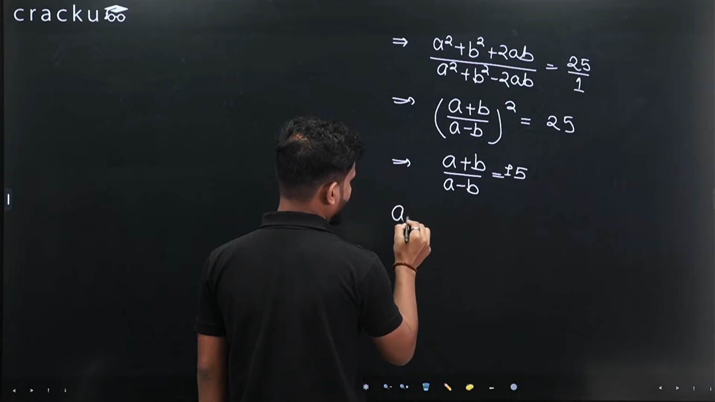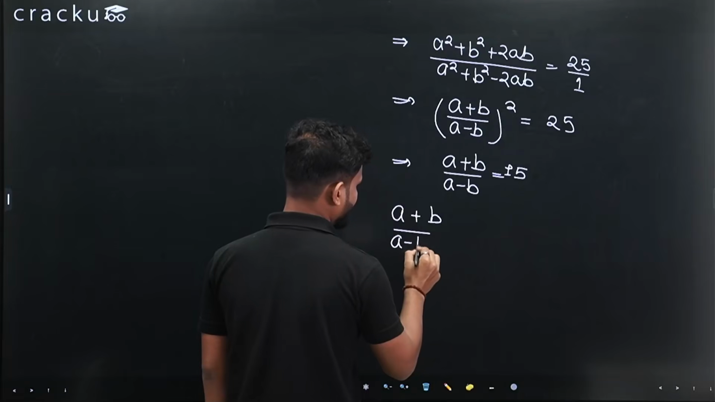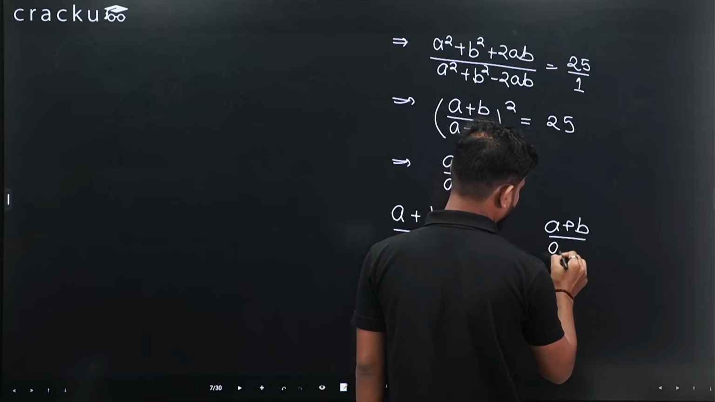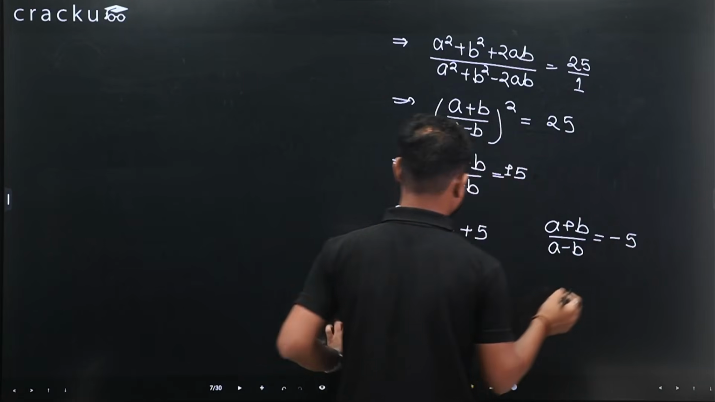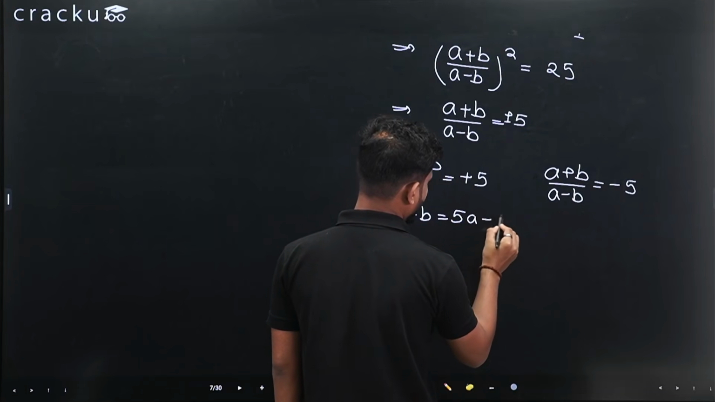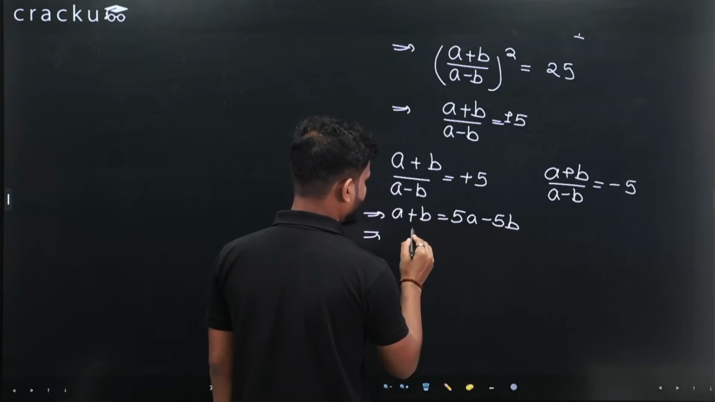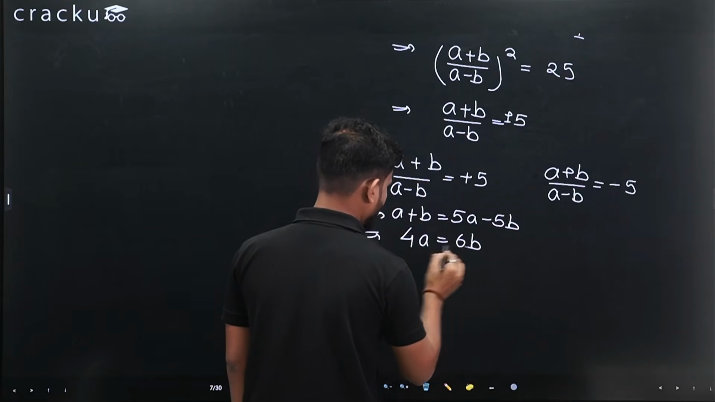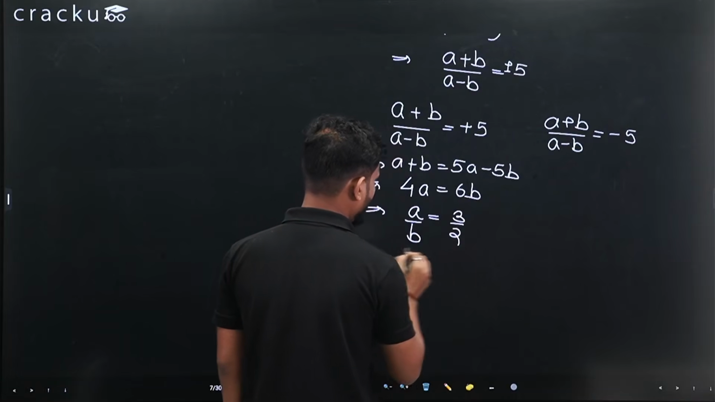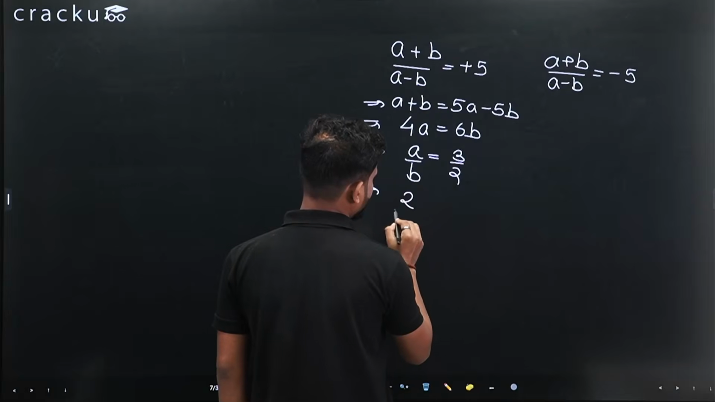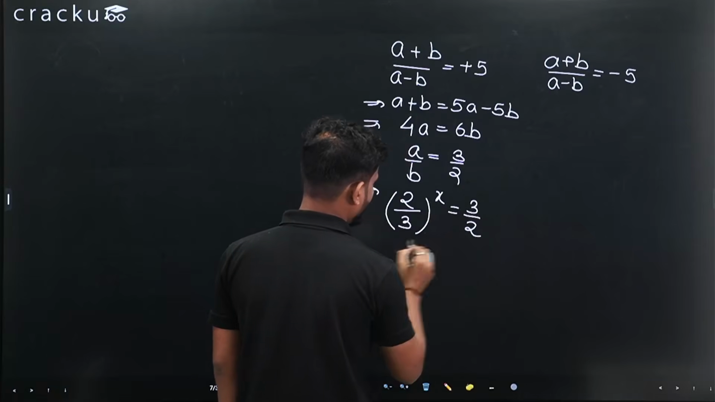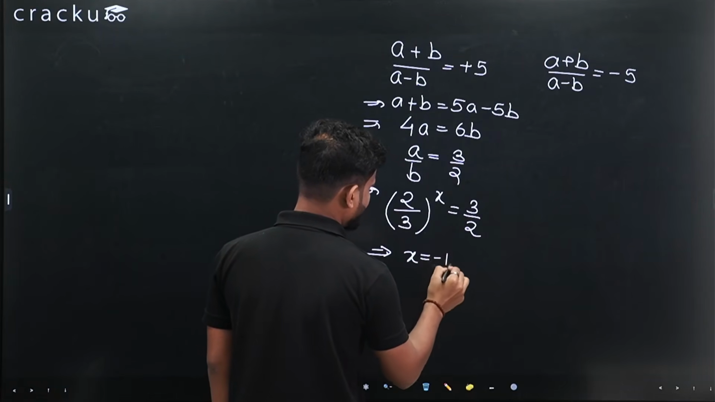If it is plus 5, you can write (A + B) upon (A − B) is equal to plus 5, or (A + B) upon (A − B) is equal to minus 5. From here you get A + B is equal to 5A − 5B, or you get 4A is equal to 6B, or A by B is equal to 6 by 4, which is 3 by 2. What was A? A was 2^x, B was 3^x. So (2/3)^x equal to 3 by 2. From here you get x equal to minus 1.